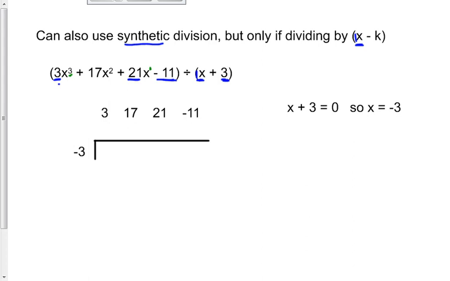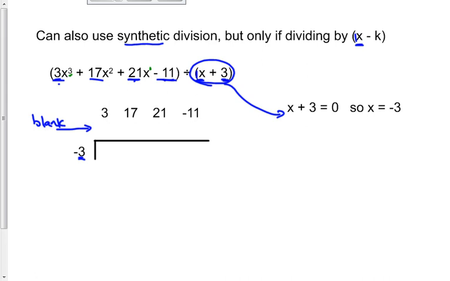All right, so again, we've got 3, 17, 21, negative 11. I write those numbers down. Now what I want you to do on your paper is leave a blank space. Then you're going to put your divide box way underneath that blank space. And then we're going to be dividing by something. Whatever the divisor is here, x plus 3, you need to take that out and solve it. And when you solve, you get x equals negative 3. It's that negative 3 number that will be going out here.